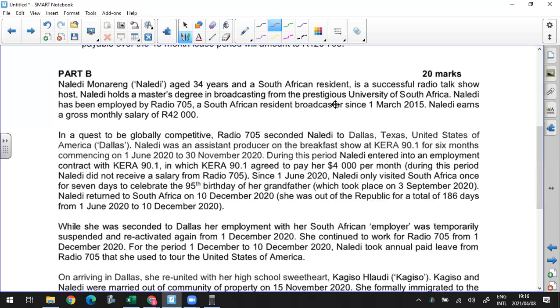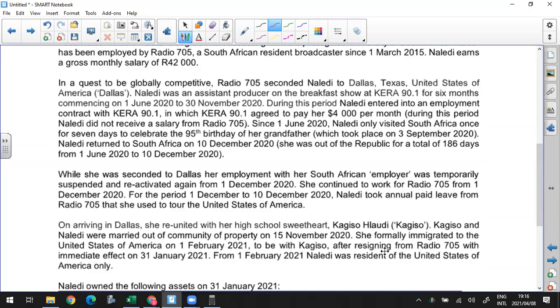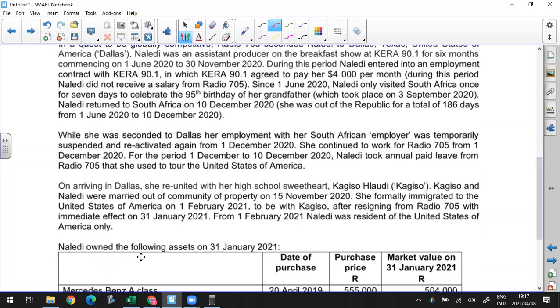While she was seconded to Dallas, her employment with her South African employer was temporarily suspended and reactivated on 1 December. She continued to work for Radio 705 from 1 December 2020. For the period 1 December to 10 December, she took annual paid leave that she used to tour the United States. On arriving in Dallas, she reunited with her high school sweetheart, Kagiso Glaudi. Kagiso and Naledi were married out of community property on 15 November. She formally immigrated to the United States of America on 1 February after resigning from Radio 705 with immediate effect from 31 January. From 1 February, she was a resident of the United States only. And then there are the following assets.